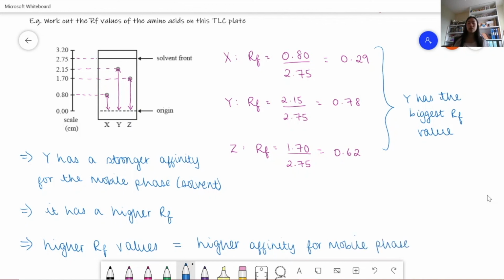And so the opposite is true as well. So with lower RF values, we have a lower affinity for the mobile phase or a higher affinity for the stationary phase. And this makes sense because if we think about the ratio, if we have a spot which has gone all the way to the solvent front, then we would have 2.75 over 2.75. So that would give us 1. And that's the maximum value we can have. And so it would have a 100% affinity for the mobile phase. So it has no affinity to the stationary phase because it goes all the way to where the solvent front is.